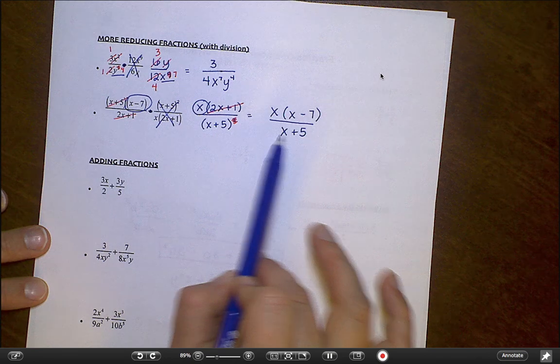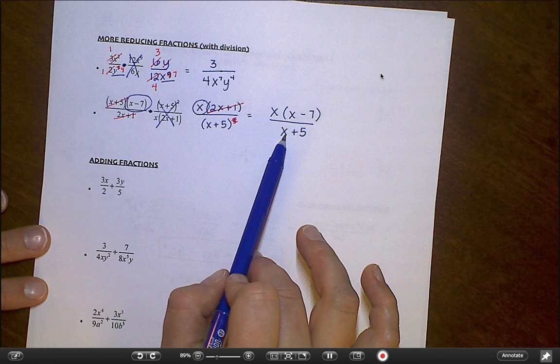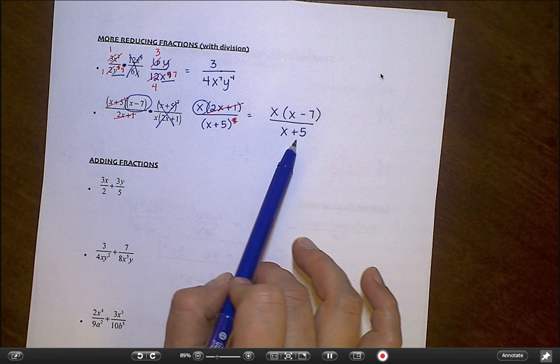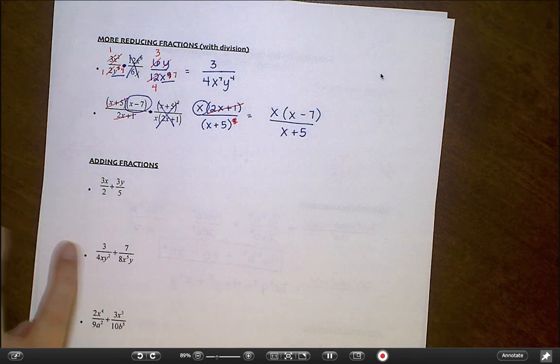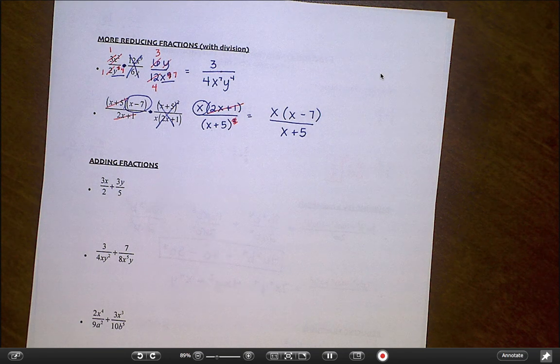These things are like locked together, so I can't cancel a single piece of this. The only way I could cancel this out is if I had another copy of an x plus 5 sitting up on top, and I don't. So this is as far as I can go.